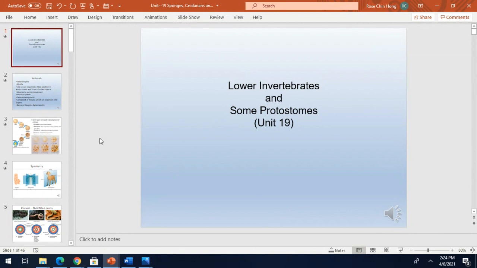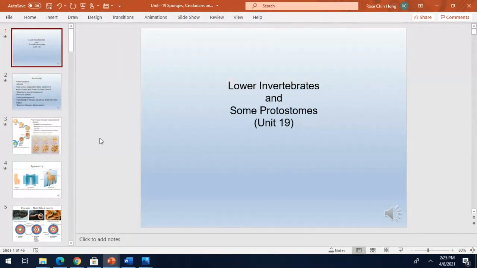All right, so since we are going into the Animalia kingdom now, you remember we have different kingdoms. Last week we finished the plantae kingdom and the fungi. Remember that? So you just got tested on units 17 and 18. So this week we are going to do unit 19, which is a mixed bag of everything, because we are going to do lower invertebrates and some protostomes.